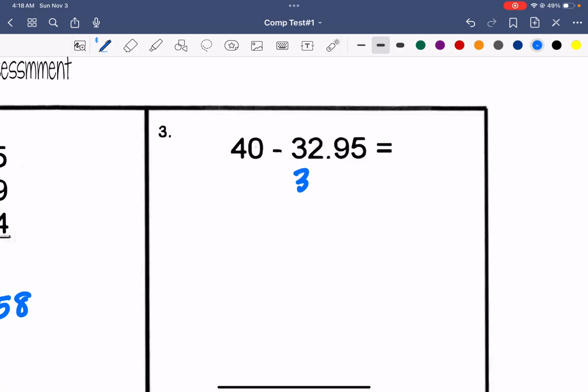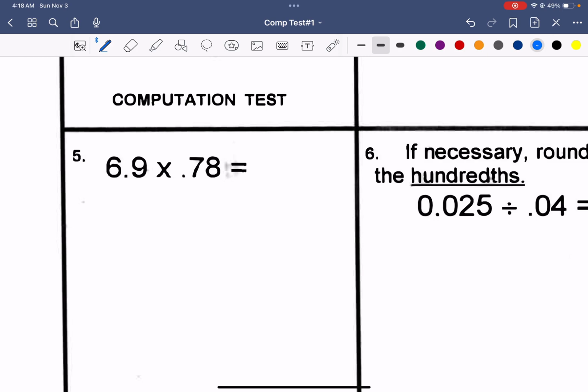So for number 3, that's 40 whole. I make this a 33, and then that 33 from 40 is 7, but then I still need the 5. So it's 705. Here, we don't line up decimals.